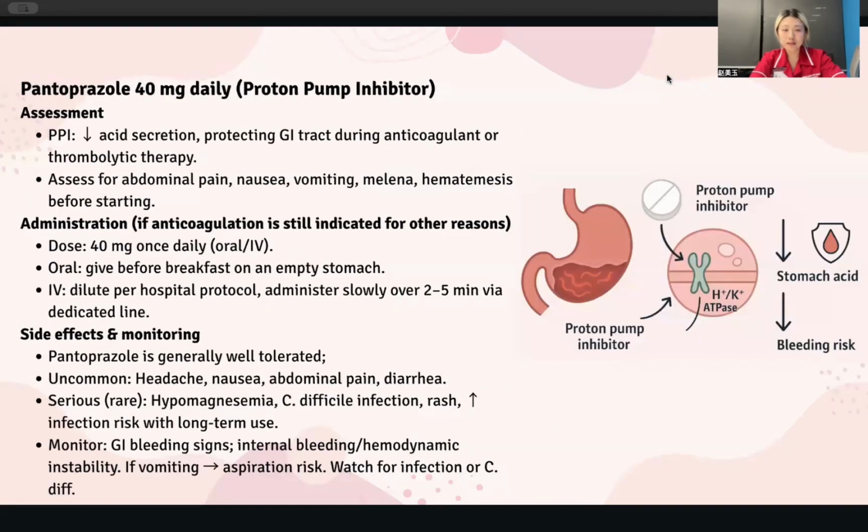Pantoprazole 40 milligrams daily. It is a proton pump inhibitor to reduce gastric acid secretion. In stroke patients receiving anticoagulants or thrombolytic therapies, pantoprazole helps protect the gastrointestinal tract and prevent upper GI bleeding. Pantoprazole provides gastric protection and supports the safety of anticoagulant therapy during stroke management.